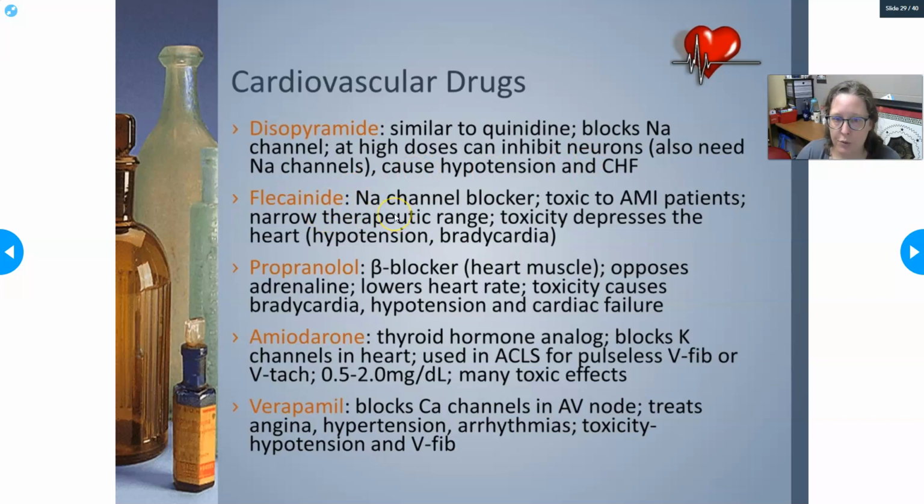Flecainide is a sodium channel blocker. It is toxic to acute MI patients. There is a narrow therapeutic range, and toxicity of this drug will depress the heart, so cause hypotension, low blood pressure, and bradycardia, slow heart rate.